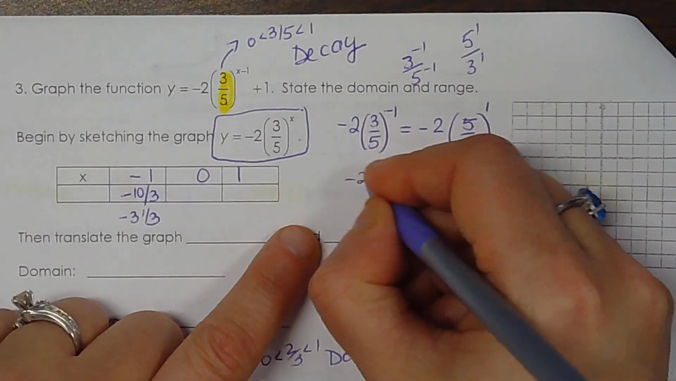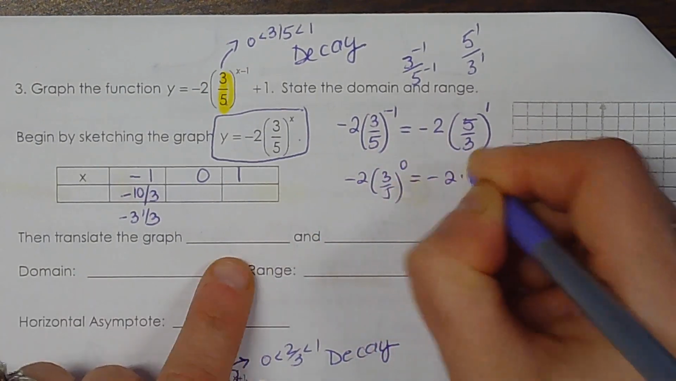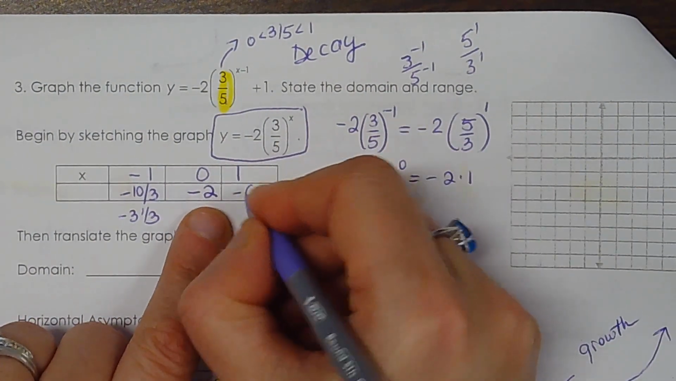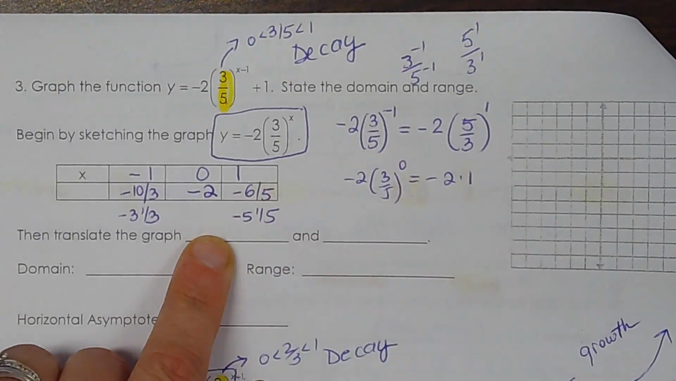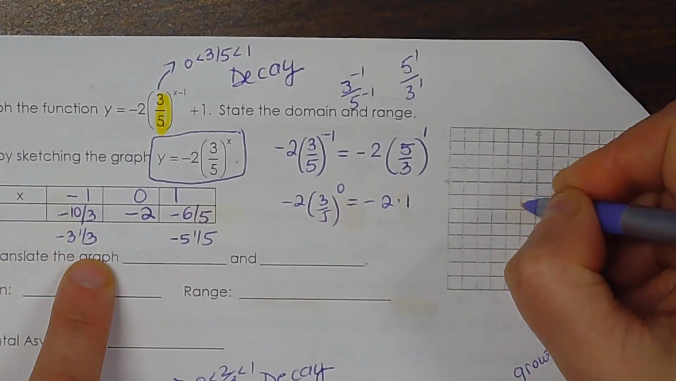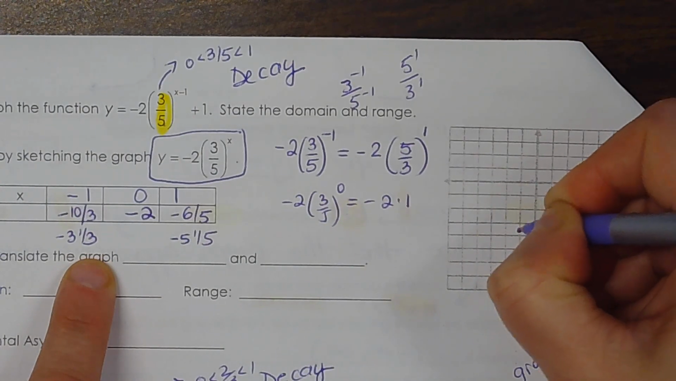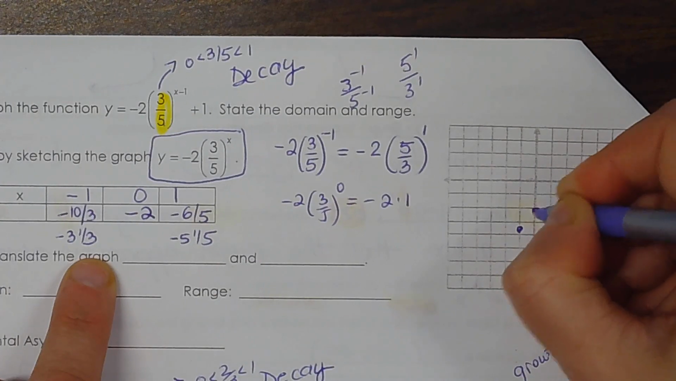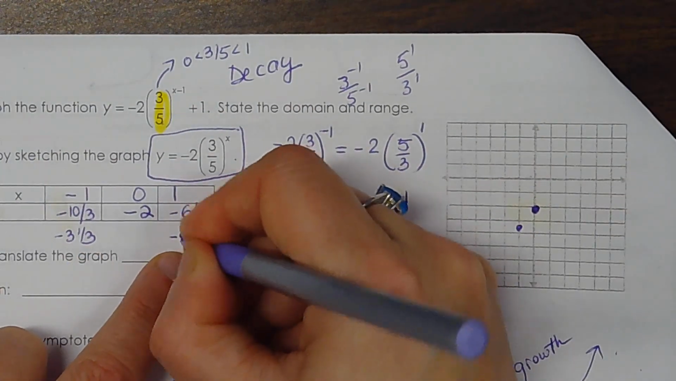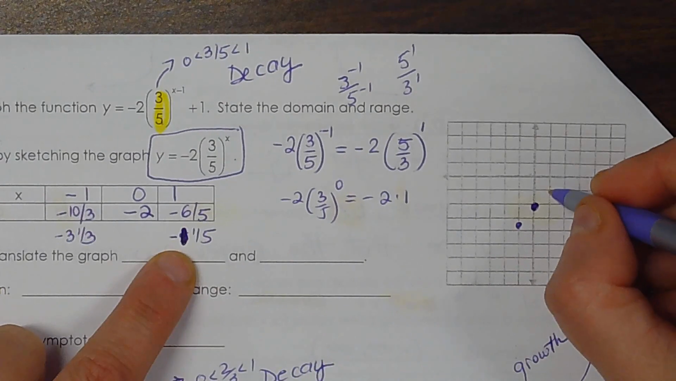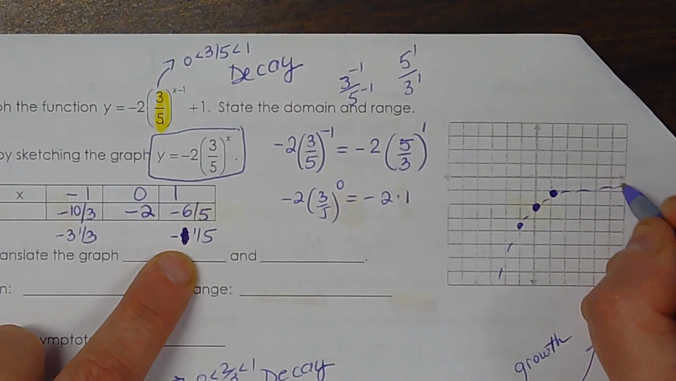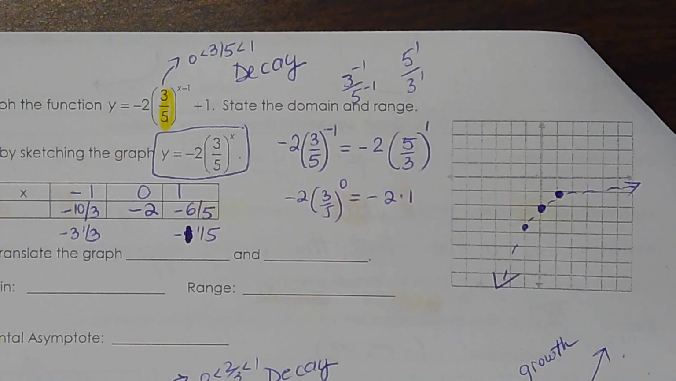And then if you plug in a 0, negative 2 times 3/5 to the 0 is negative 2 times 1, which is negative 2. And then for x equals 1, negative 2 times 3/5 is negative 6 over 5, which is negative 1 and 1/5. So the points are negative 1, negative 3 and 1/3; 0, negative 2; 1, negative 1 and 1/5. So this is the parent function. And now we're going to translate.